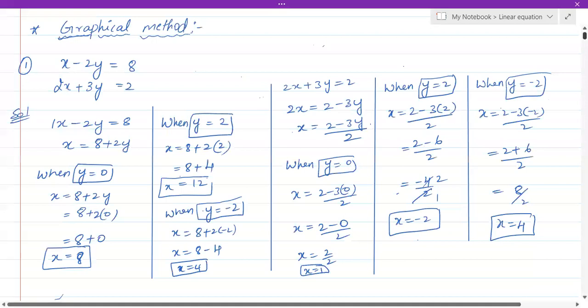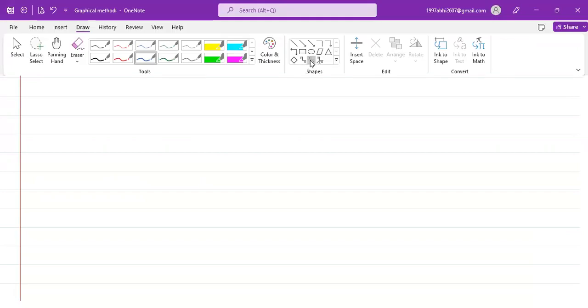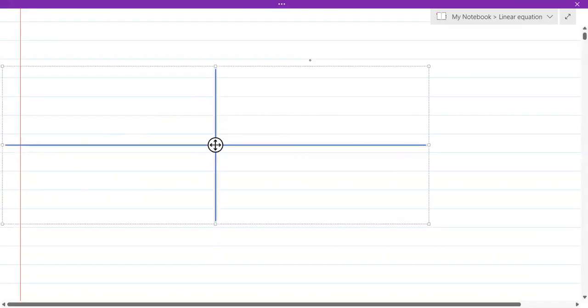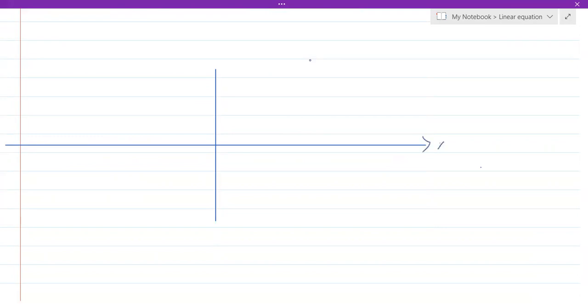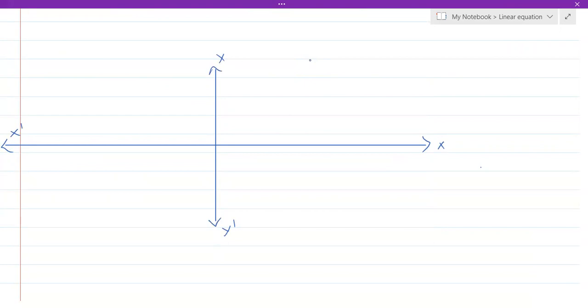Okay. Let me draw a graph. I've already drawn it, but let me draw the graph again. So let me draw like this. Yeah, that'll be fine. So here, as you can see, this will be my x-axis, and capital Y, y dash, x dash. Now, let's plot the graph.